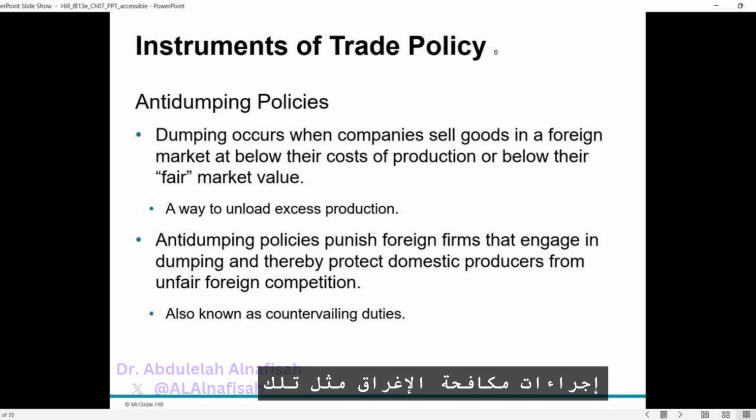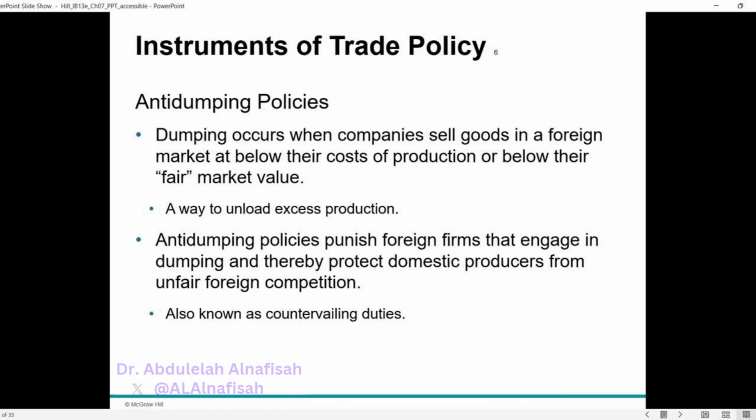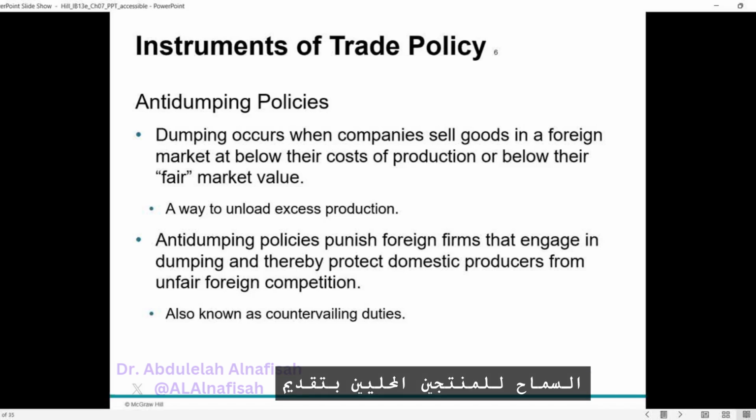Anti-dumping measures, such as those in the U.S., allow domestic producers to file complaints with government agencies like the Commerce Department and the International Trade Commission, ITC. If the complaint is valid, anti-dumping duties, special tariffs, may be imposed on the foreign imports, often lasting up to 5 years. These duties aim to counteract unfair pricing and restore a level playing field for domestic businesses.